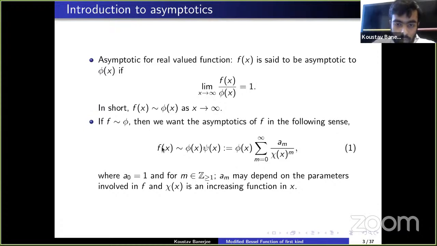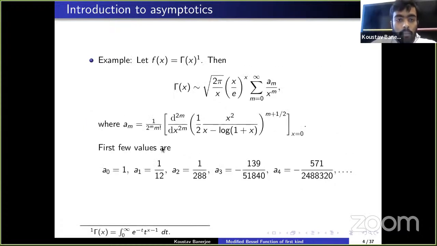So going forward, for an example, if I take f(x) to be Gamma(x), where x is a non-negative real number, and Gamma(x) is defined to be the integral from 0 to infinity of e to the minus t, t to the x minus 1 dt, then due to Stirling's asymptotic formula, it is well known that Gamma(x) is asymptotic to the square root of 2 pi over x times (x over e) to the x, times the sum over m from 0 to infinity of a_m divided by x to the m.